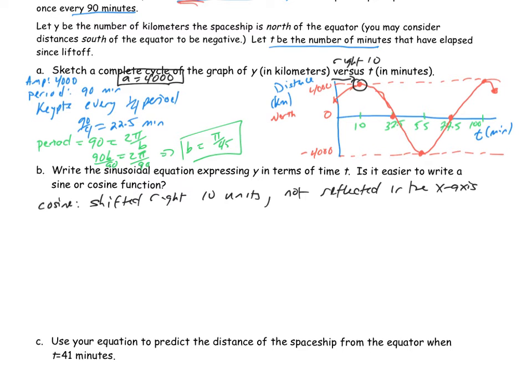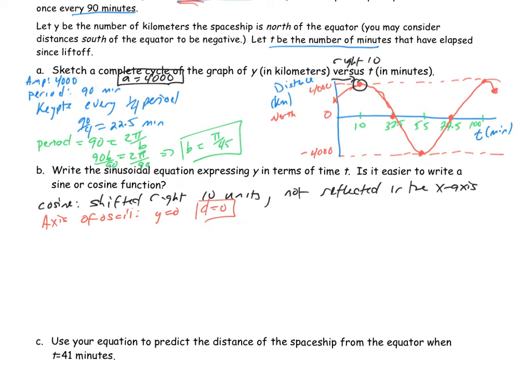So we know A, we know B. There is no vertical shift. The axis of oscillation for this graph, so let's see, the axis of oscillation is at y equals 0, so D is equal to 0. So we know our values for A, B, and D. Those will be the same for both the sine and cosine.